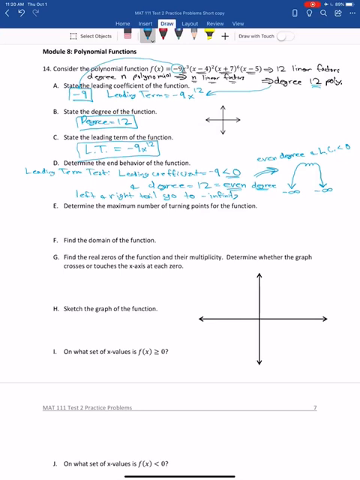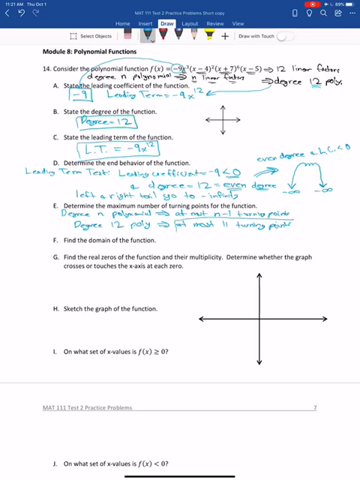All right, determine the maximum number of turning points. Well, reviewing, every degree n polynomial has at most n minus 1 turning points. And what are your turning points? They're your relative min and max points, where your graph changes from increasing to decreasing. So in our example, we have a degree 12 polynomial. So that implies at most, the maximum we can have is 11 turning points, one less.